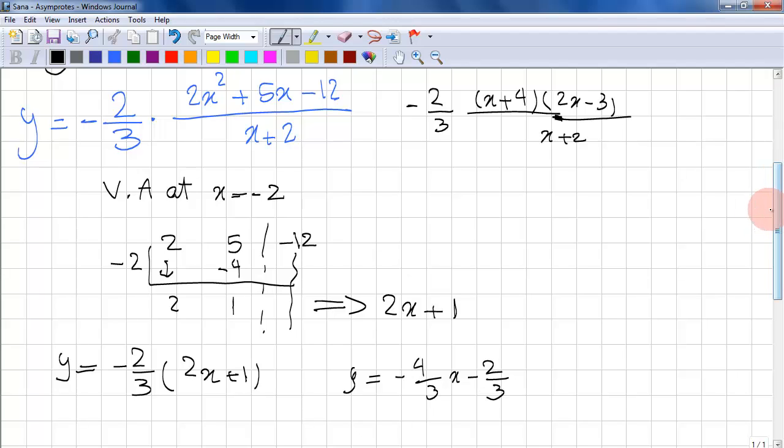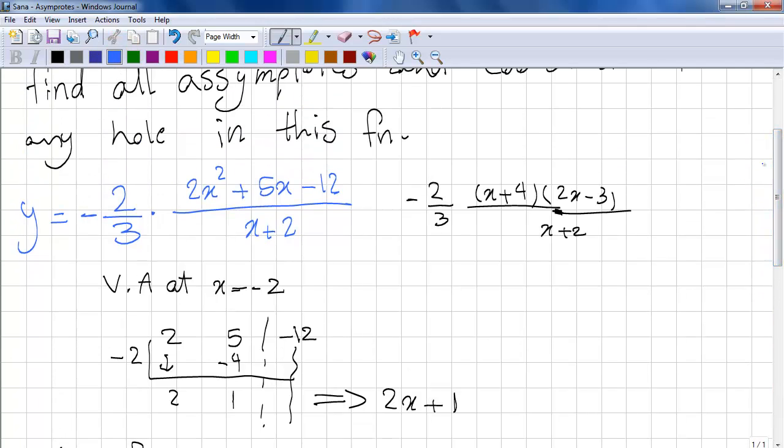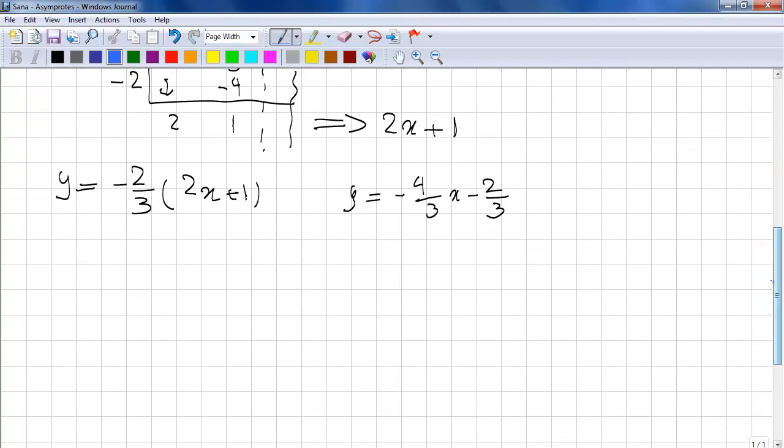So, in another color we write all the answers. We had a vertical asymptote at x equals -2, so vertical asymptote at x equals -2, and slant asymptote at y equals -4/3 x minus 2/3.